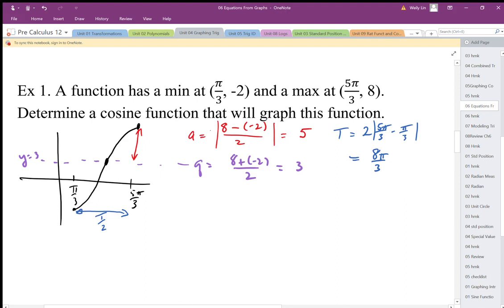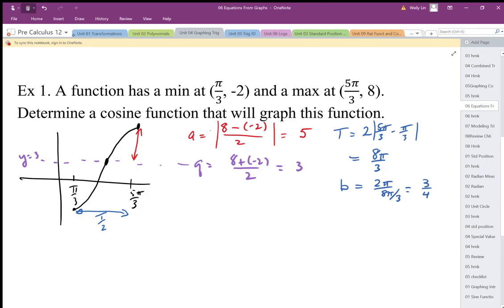We want the function, so we need to calculate b as well. If I plug that into 2 pi divided by our period, we're going to end up with 3 over 4 when I simplify that fraction. The last thing then is we want the p value. We want the horizontal shift.